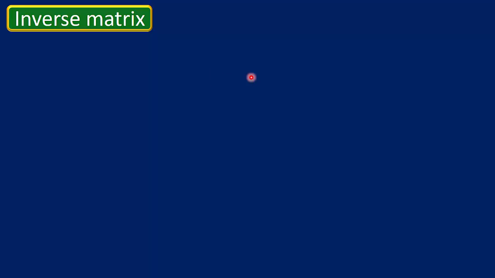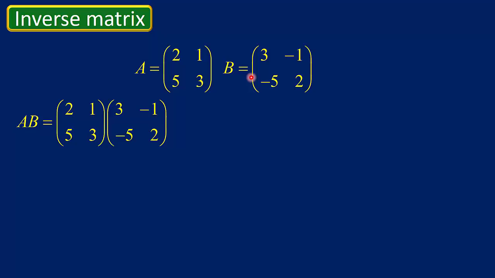Let's consider a couple of matrices here, A and B. And let's see what happens when we multiply A times B. Well, if we go through the process of multiplying these matrices out, we would find that A times B is equal to 1, 0, 0, 1, this.